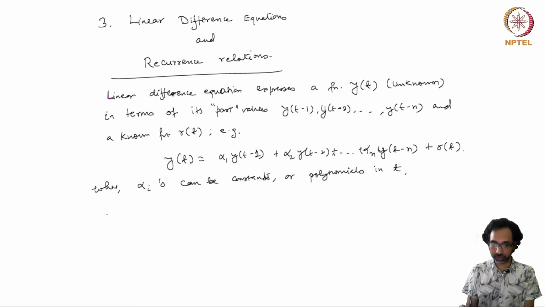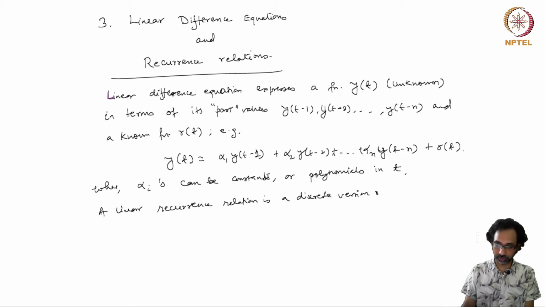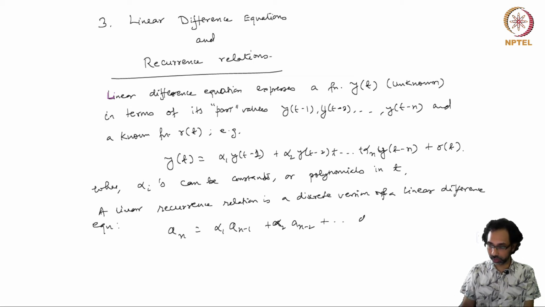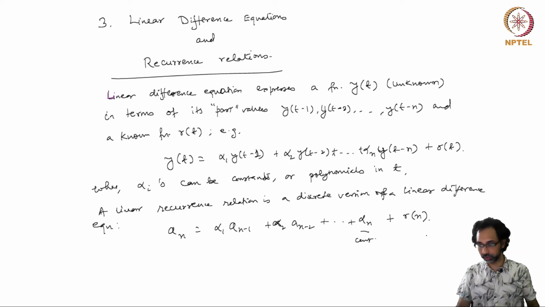And a linear recurrence relation is a discrete version of a linear difference equation, and this can be written as a_n equals alpha_1 a_(n-1) plus alpha_2 a_(n-2) ... alpha_n, plus a constant term, plus some function r(n). So this is a known function.